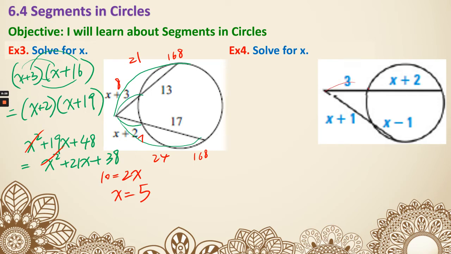Example 4. Outside external segment times the whole thing. So 3 is the external segment. The whole thing is 3 plus x plus 2, which is x plus 5.